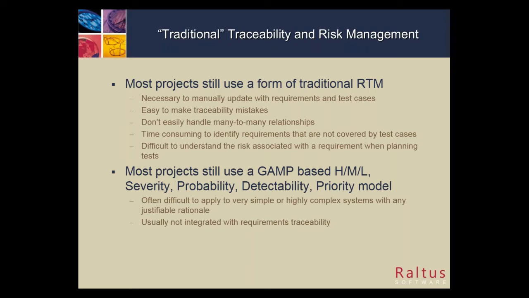So first of all, they have to be manually updated with requirements and test cases. It's relatively easy to make mistakes. A lot of people use spreadsheets for these or tables in Word documents. And there's a lot of work involved in updating them. And what they're not very good at is handling one-to-many or many-to-many relationships between requirements and test cases. And in a number of examples, we'll have a test case where it's actually testing multiple requirements, but equally another test case will test some of those requirements again, and a traditional requirements traceability matrix just doesn't handle that well.